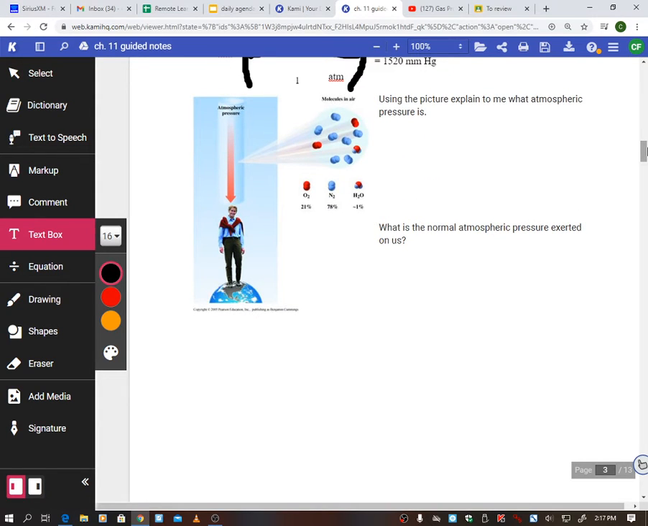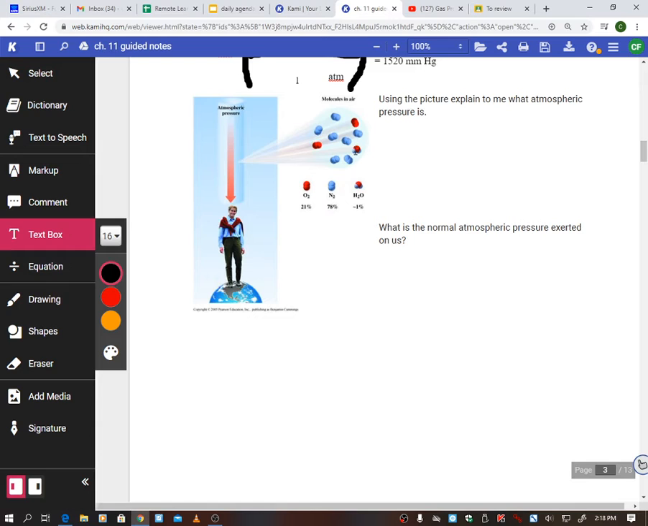All right, so using the picture off to the side, explain to me what atmospheric pressure is. You can see there's a human standing, and you can see this arrow pointing down, and it's gases. It's just a bunch of gas, and it's pointing down, and that is pressure. All right, have you guys ever gone up into the mountains and your ears popped, or if any of you have ever flown before and your ears pop?